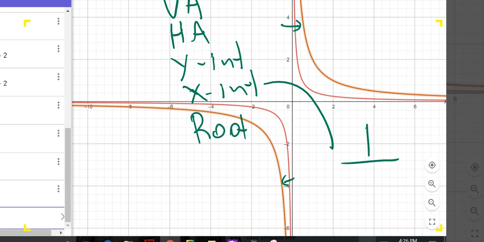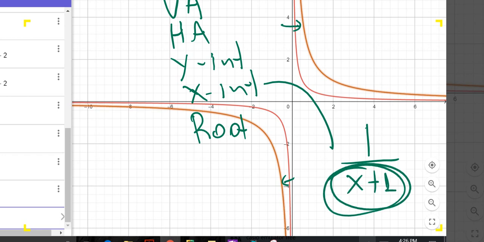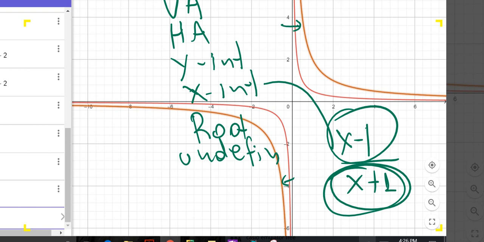Because in this case, I have the undefined area as well. Or if I have an x minus 1 on the top, I need to have a root. It will be crossing the x-axis. We're going to discuss this in the next video.